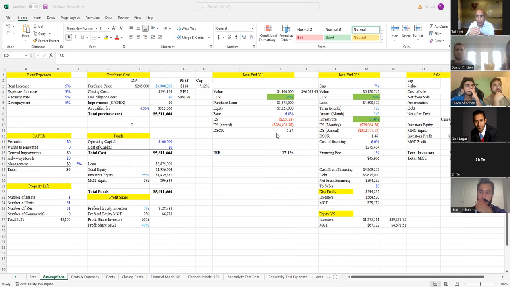Everything that is written in blue is a number that I can change at any given moment. And that's going to affect the entire Excel. Everything that is black, I don't touch those numbers. I don't need to touch it because it's going to be a result of something else. So we're changing only the blue stuff. Everything that is red is negative.